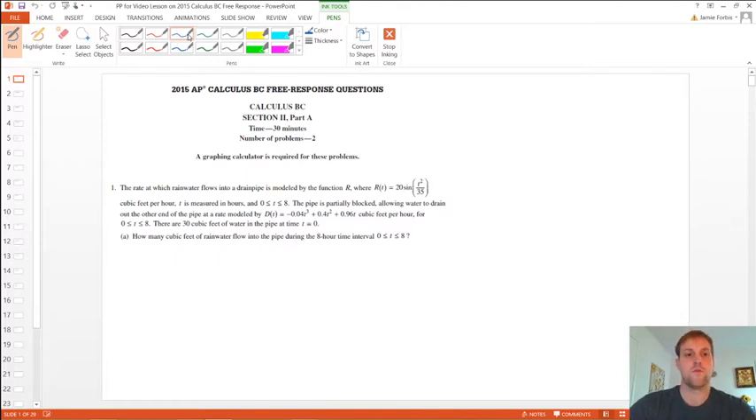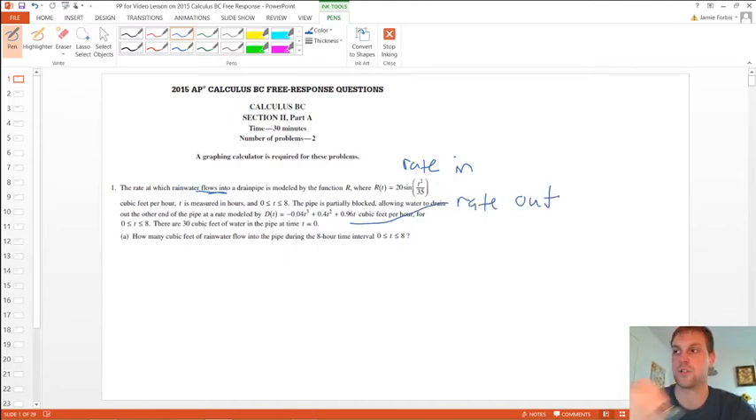It says the rate at which rainfall water flows into a drain pipe is modeled by the function r, where r of t is equal to the sine equation. Now this is flowing into a drain pipe, so you would call this a rate in function, right? That's a rate in function. And this is between 0 and 8 hours. And the pipe is partially blocked, allowing water to drain out of the other end of the pipe at a rate modeled by this. So this function here is a rate out function.